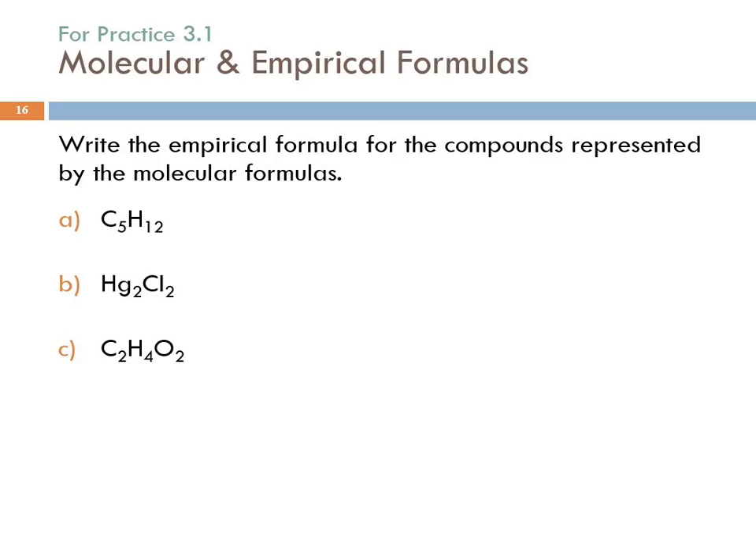So let's write the empirical formulas for these compounds. C5H12, what's the empirical formula? It's just C5H12. A ratio of 5 to 12 cannot be simplified. How about Hg2Cl2? HgCl. The ratio of 2 to 2 is simplified to 1 to 1. How about this guy? C2H4O2. CH2O. Great. You guys are all awake. You're getting it. Okay, so 2 to 4 to 2 simplifies to 1 to 2 to 1.